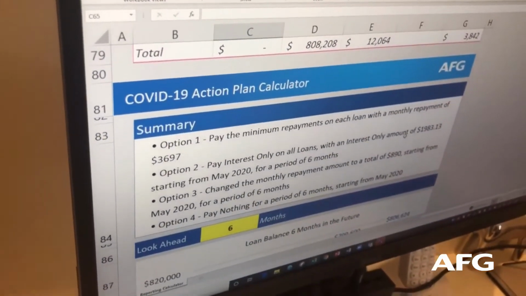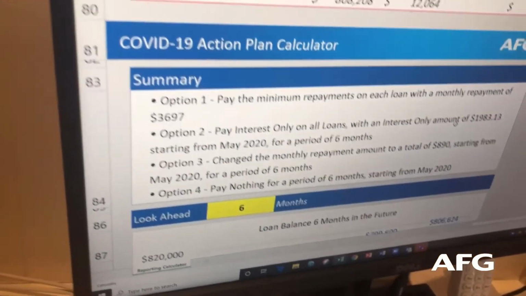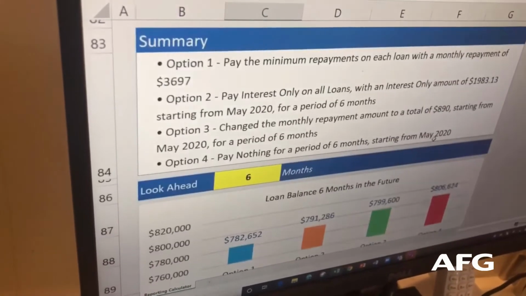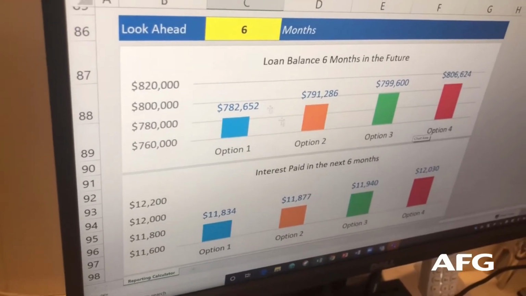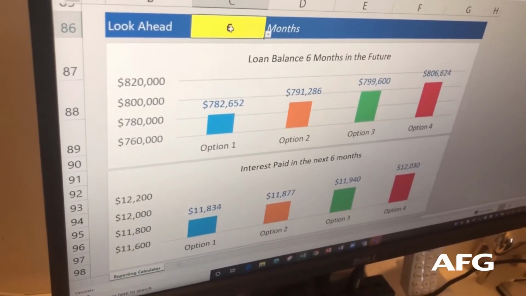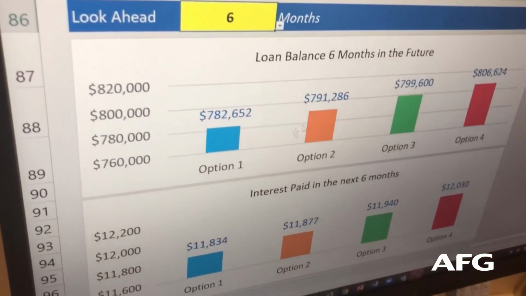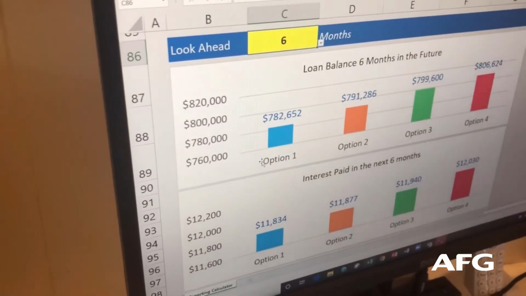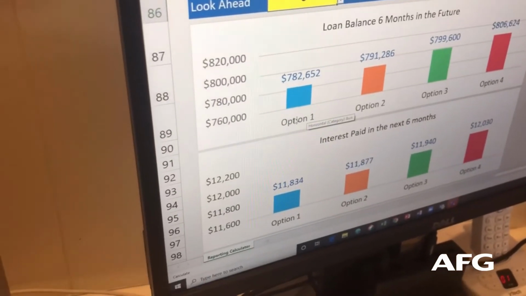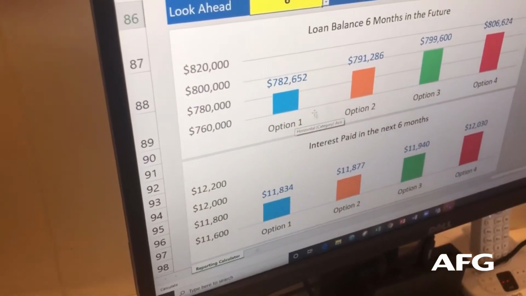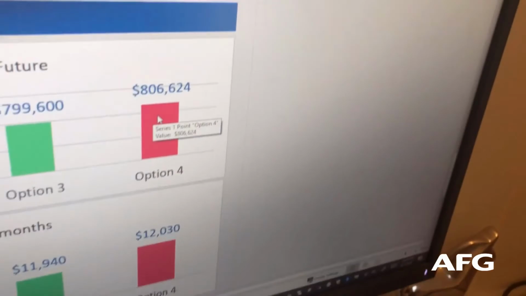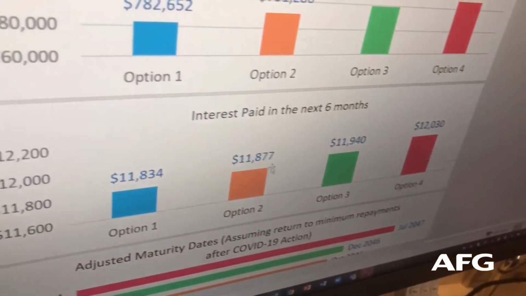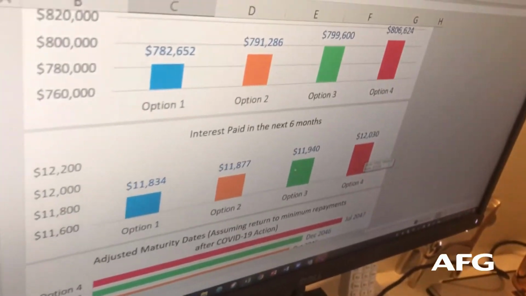What it then does is give you a summary of those four options that you spoke to the customer about. It also then gives the opportunity to look ahead. So I've just selected 6 months here. It says, tell us after the 6 months what the loan balance will be on each loan. And you can see here, if you made minimum repayments, your loan balance would be about $782,500. If you didn't make any payments at all, your loan balance would jump up to $806,000. And this is just the amount of interest you'll be charged over that 6 months in difference.